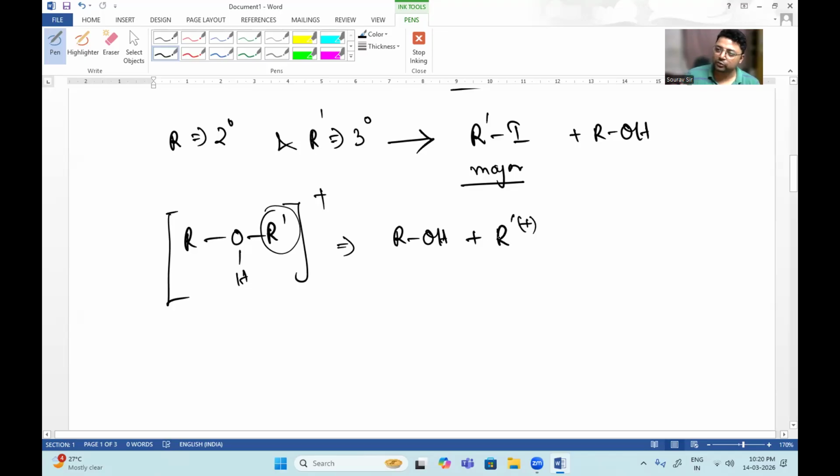We have learned through the stability number line that 3 degree carbocations are the most stable, and that is why it will move out of the system. Because of their higher stability, they tend to move out from the system. That is why this intermediate will be very short-lived. This intermediate will form, but its time of existing will be very less.